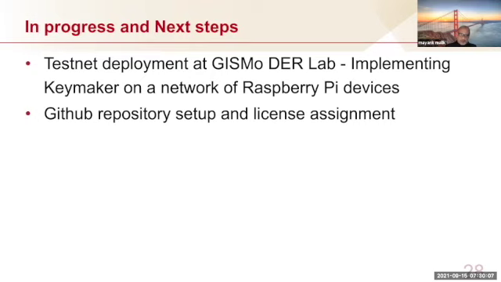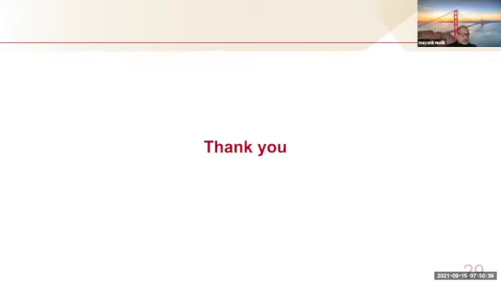The next step is for us to deploy a testnet. We are taking this code and putting it on Raspberry Pi devices in our distributed energy resources lab that we have at SLAC. And we're going to run this on an actual blockchain network as opposed to in a Jupyter notebook, just simulating the network. We are also getting ready to get the GitHub repository set up with the license assignment, so this work can be shared with anybody else. And that's really it. That's all of my presentation.